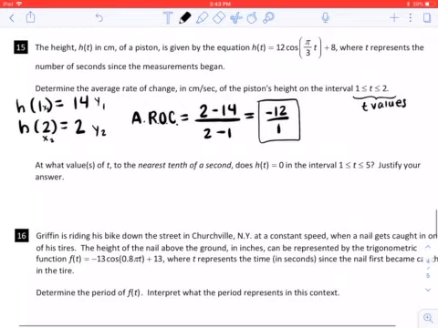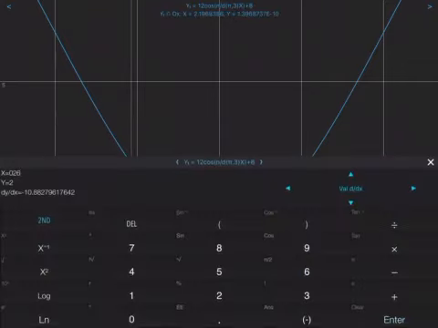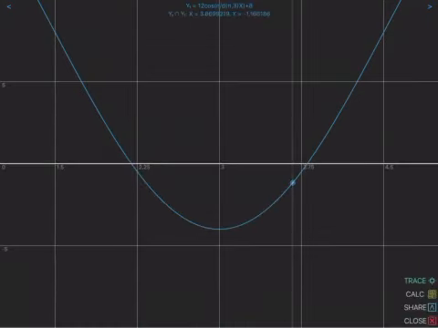And then it says, at what values of t to the nearest tenth of a second does h of t equal 0 on the interval from 1 to 5? Justify your answer. So I just need to see where my graph is on the x-axis. On your actual physical calculators, you can do second calc or second trace to calculate the zeros. But on the app, that doesn't really work, because if you press calc, there's no way to calculate zeros that I've figured out. So we're just going to use the trace button.